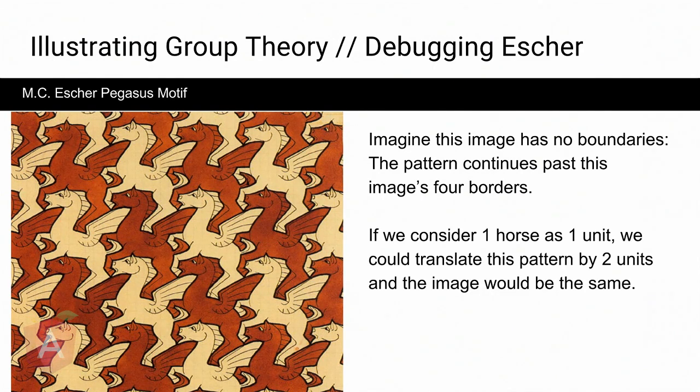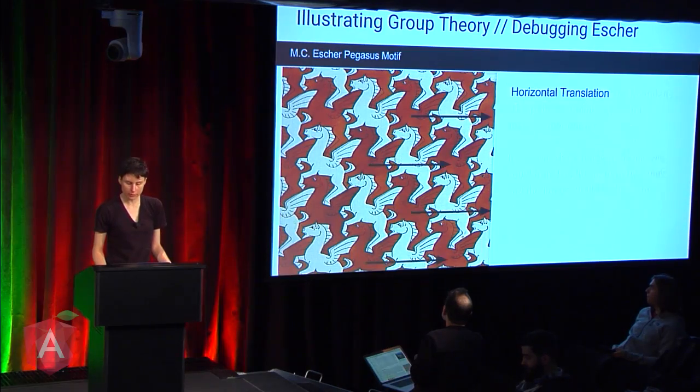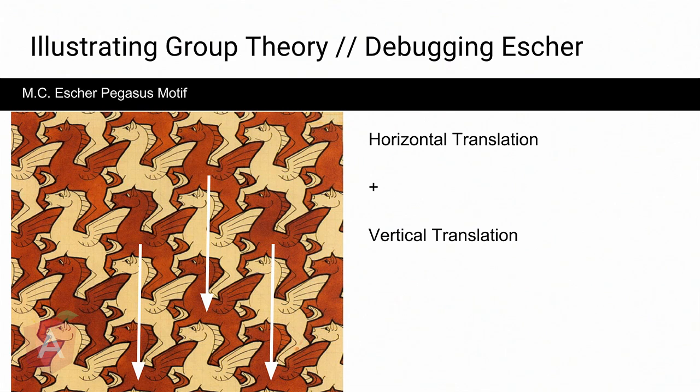borders. And I want you to consider one horse a unit. And so can you see how we could translate this pattern by 2 units and the image would be the same? If you took one horse and you translated it 2 horses over, we would see the same pattern. Is that clear to everyone? All right, cool. And you could do the same thing down.